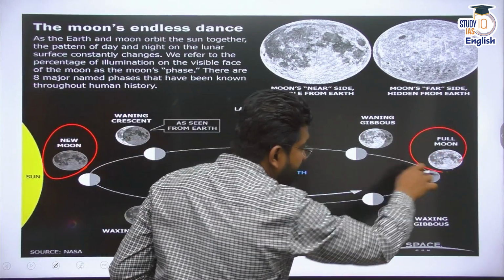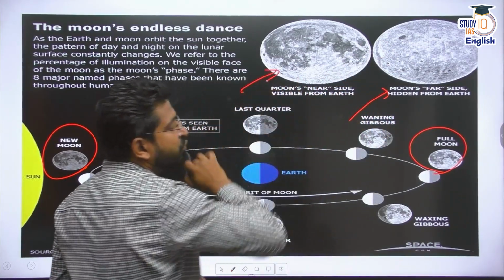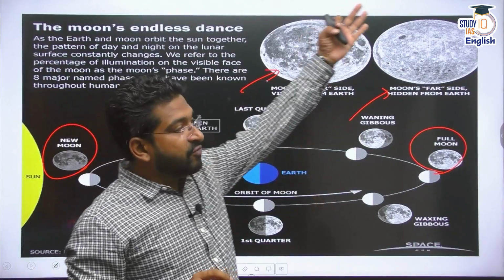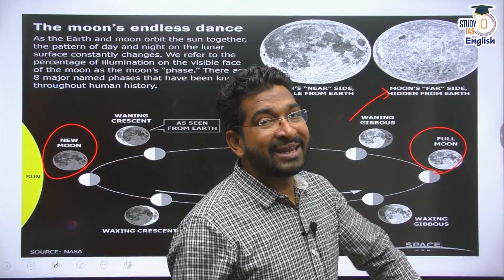And also, please remember, we can only see one side of the moon. This is the face of the moon that is visible, but the other side of the moon is never visible to us because it has not even seen sunlight. It is pristine, it is pure.